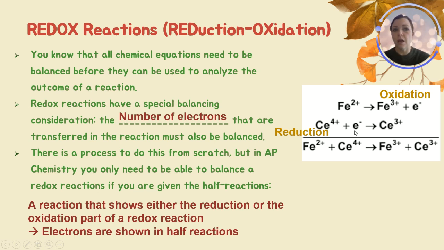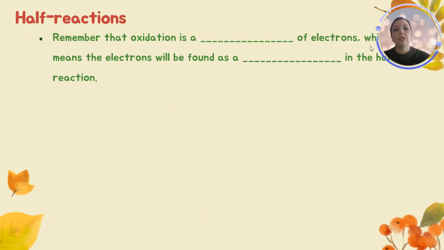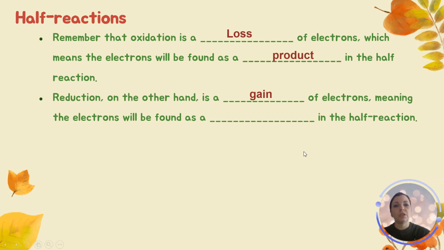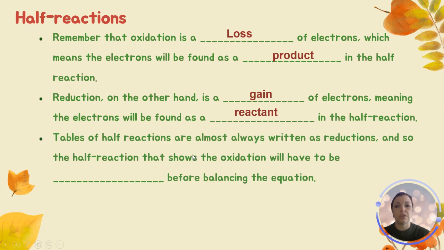Now, if you look at the sum of the whole process overall, you would not see the electrons here because the electrons cancel out because they're found on both sides of the arrow. Just because they're not seen in the net ionic doesn't mean they're not there. They're transferring from one to the other. But this is how the half reactions can give you information about the electrons that the overall net ionic would not. So remember that oxidation is a loss of electrons, which means the electrons will be found as a product in the half reaction, versus reduction, which is a gain of electrons. So your electrons will be found as a reactant in the half reaction for reduction.